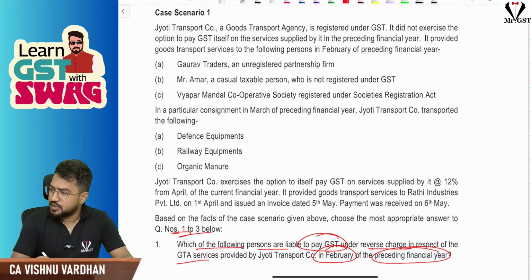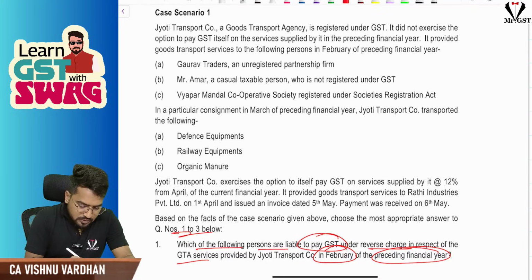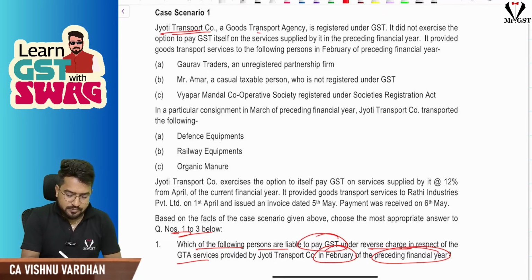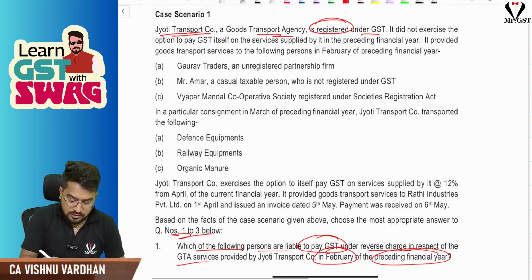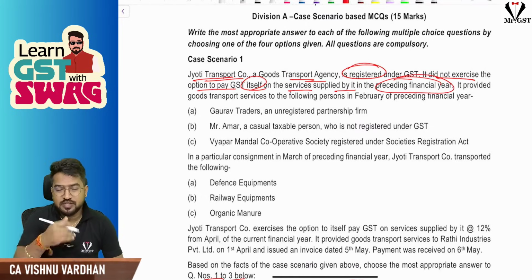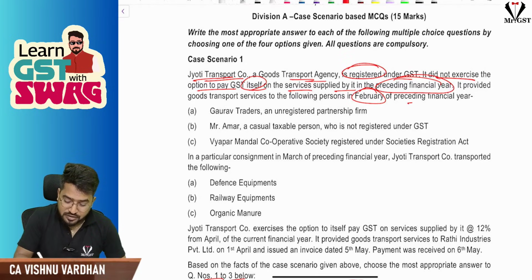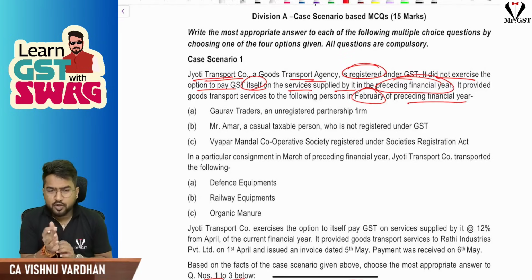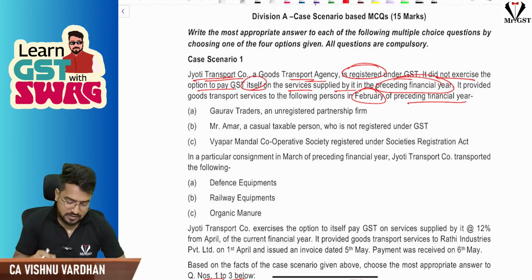So in the case scenario, Jyoti Transport Company is a GTA registered under GST. Okay. It did not exercise the option to pay tax itself on the services supplied by it in the preceding financial year. That is why in the MCQ they have asked regarding the Feb month liability of the preceding financial year. So in the last year they did not take the option to pay tax themselves, meaning they did not choose FCM. That means it is RCM. Okay.